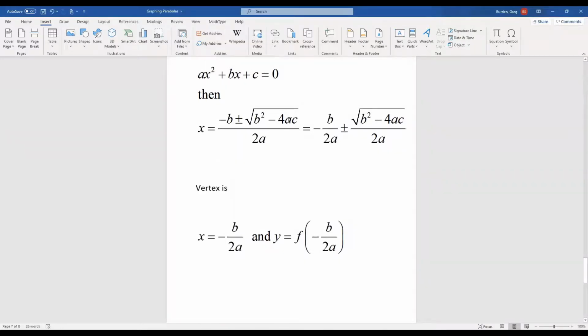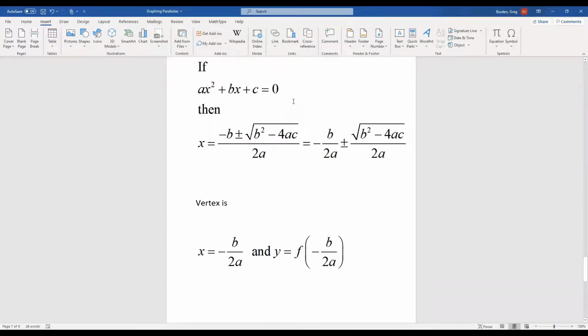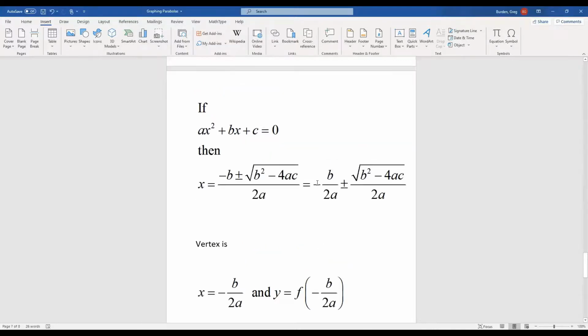The b squared minus 4ac is referred to as the discriminant because it discriminates between different sorts of situations. If the discriminant is 0, that tells us that there's only one x-intercept, which of course would turn out to be the same thing as the vertex. If b squared minus 4ac is a perfect square, then we get two solutions to this equation which are rational. On the other hand, if b squared minus 4ac is positive but not a perfect square, then we get two solutions which are irrational, and they show up as pairs like what we have here.